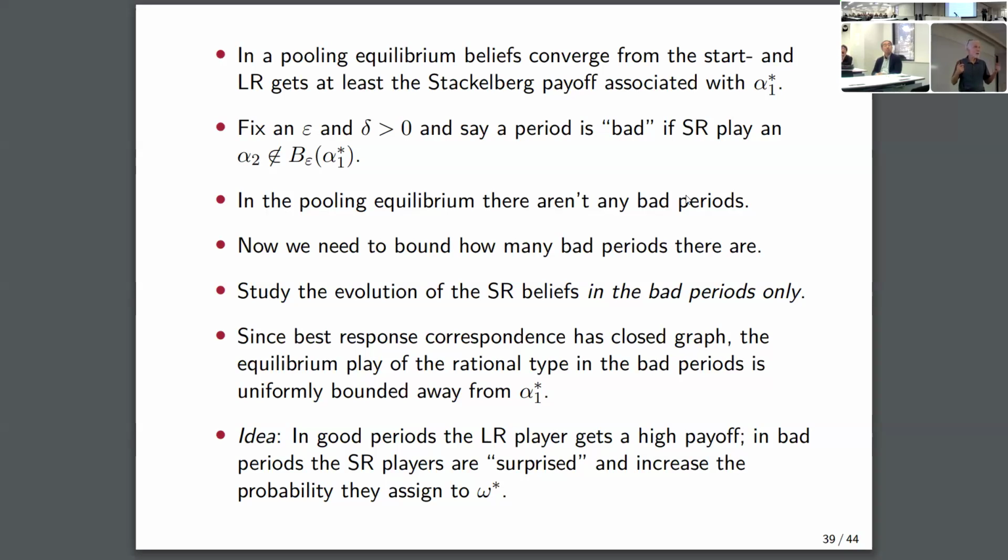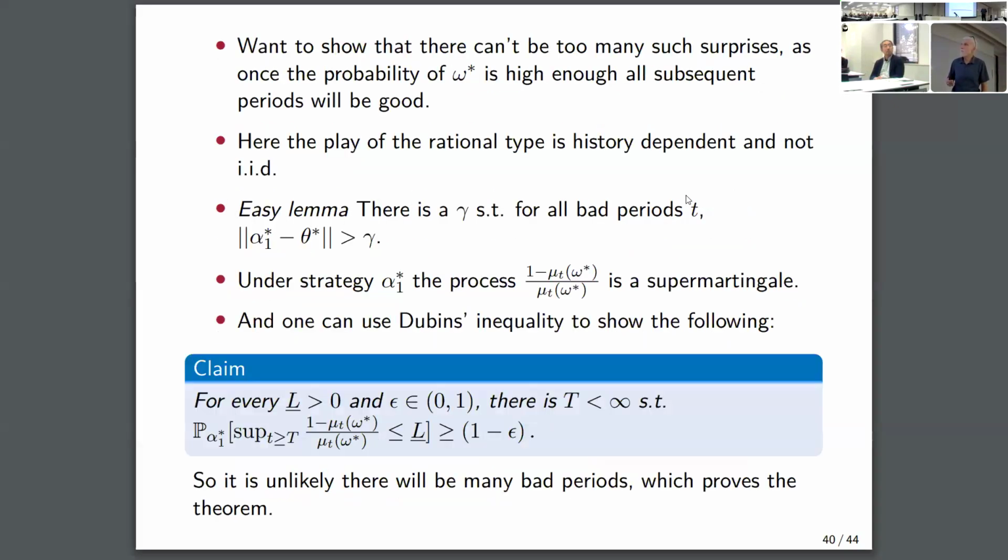They didn't play a best response to omega star. They saw it. They should increase the probability they assign to omega star. So the intuition is it should be unlikely there are many of these surprises. People should update towards omega star anytime they didn't expect to see alpha star.